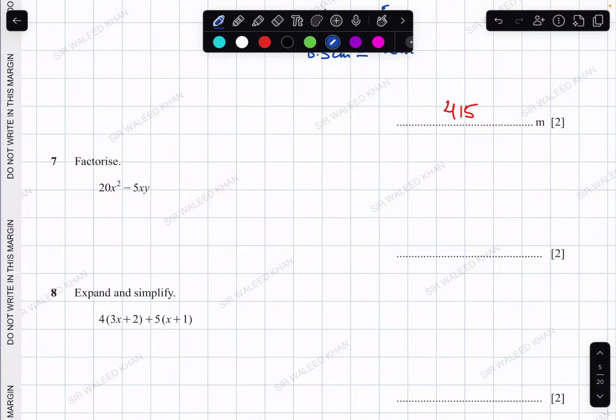Okay. What is common between this and this? Is there any number whose table includes both 20 and 5? So what should I take common? Okay, 5, and along with that, which variable? Yes. Now tell me what should be written in the brackets.